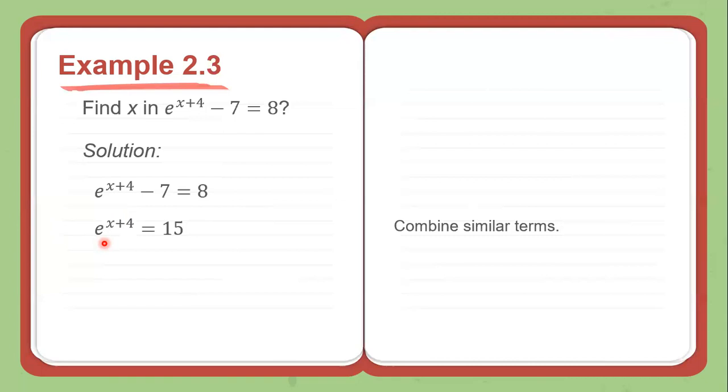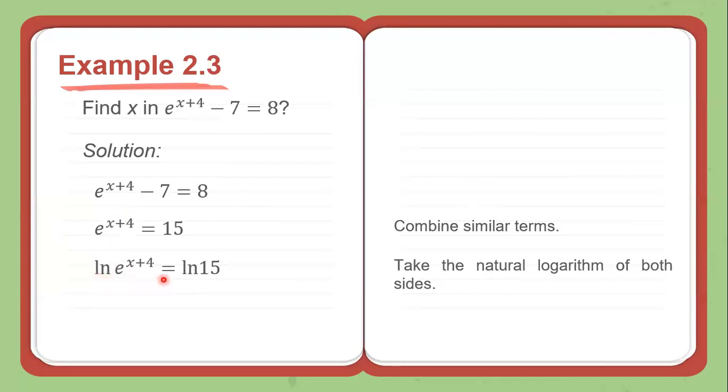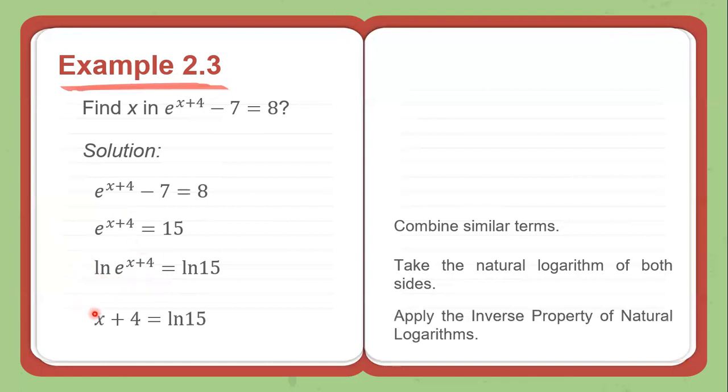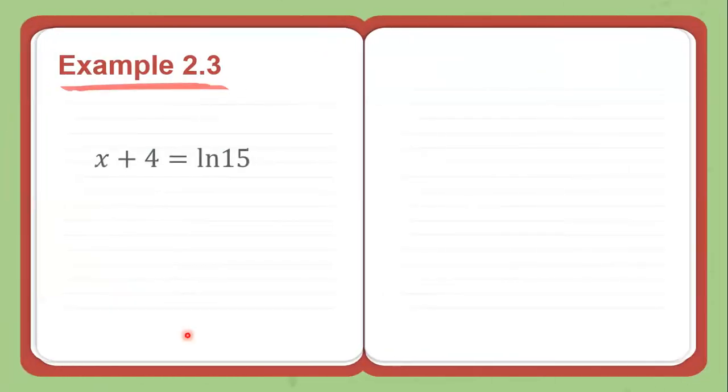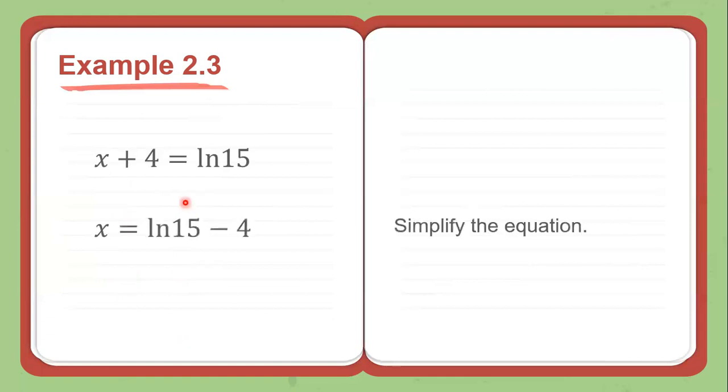So taking the natural logarithm of both sides, we have the natural logarithm of e raised to x plus 4 is equal to the natural logarithm of 15. And we know, class, that if we apply the inverse property of natural logarithm on the left side of the equation, we will have x plus 4 is equal to the natural logarithm of 15. Simplifying it by adding negative 4 to both sides of the equation, we will have x is equal to the natural logarithm of 15 minus 4. That is the element of our solution set.